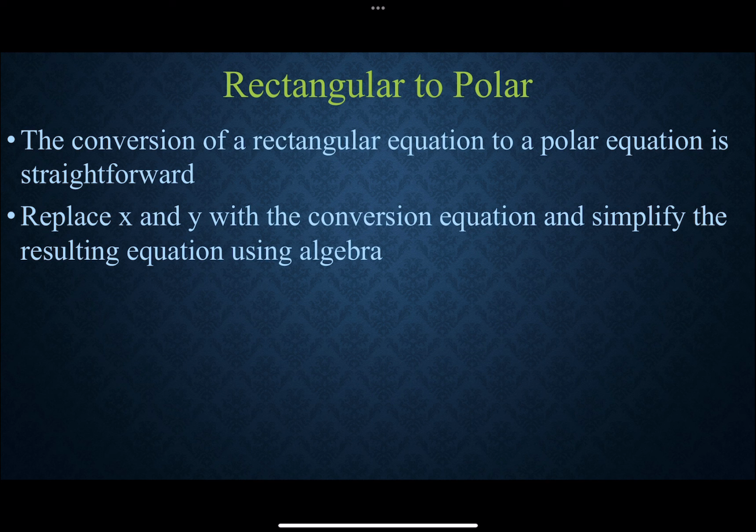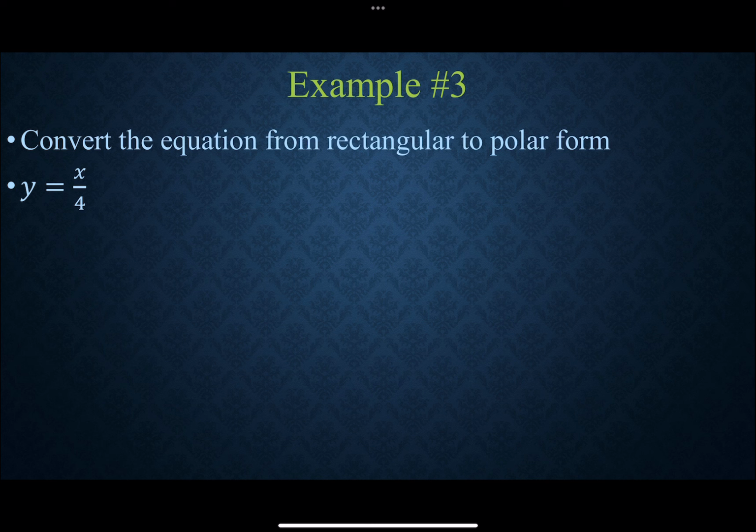So going from rectangular to polar, the idea is you're replacing the x and y with r cosine theta and r sine theta, and simplifying the resulting equation using your algebra skills. So I don't really like fractions, so I'm going to rewrite this as 4y equals x, which means this is 4r sine theta equals r cosine theta.